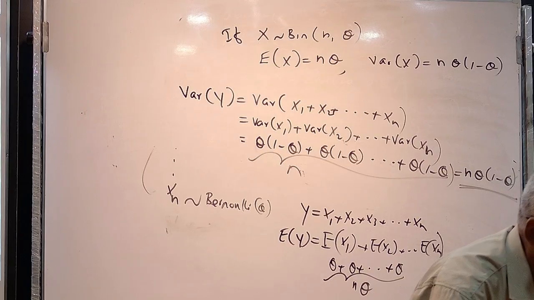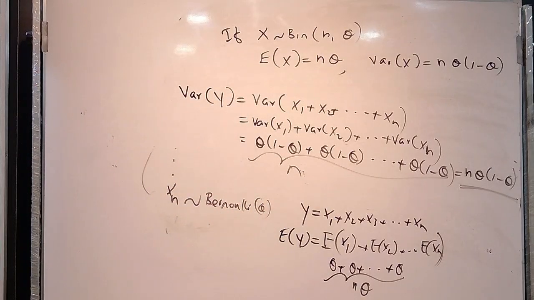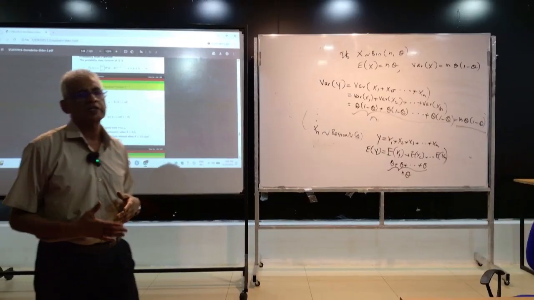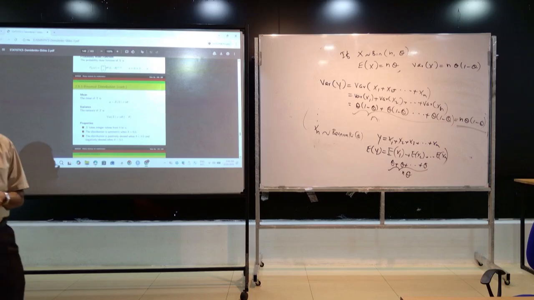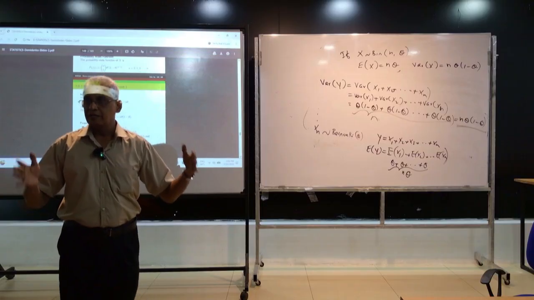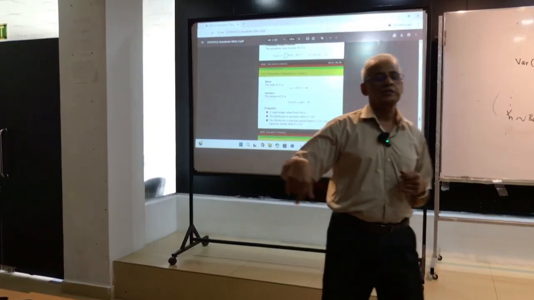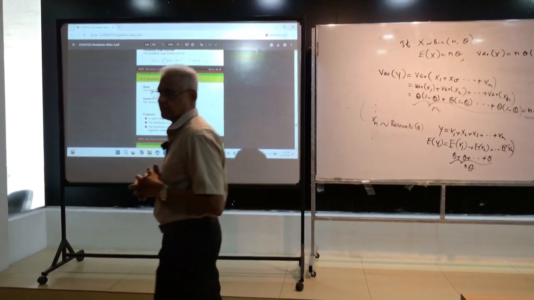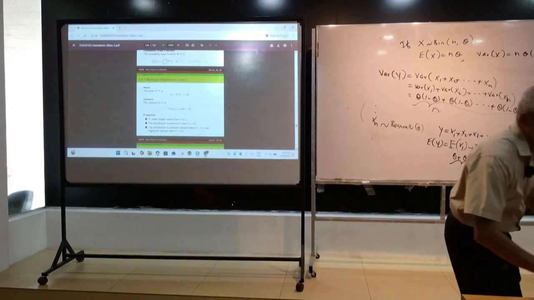So binomial distribution can be viewed generally as the number of successes in n Bernoulli trials. That is one way to look at it. The random variable is the number of successes in n Bernoulli trials. Or it can be viewed as sum of independent and identically distributed Bernoulli theta random variables. Right. Both ways you can express the binomial distribution.